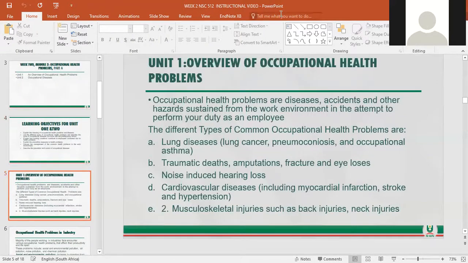So we have seen those are the learning goals for module 1, module 2, part 1. And so when we say occupational health problems, what areas of the body are affected? We will see that an individual is a whole. From your head to your toe, you are a complete person.